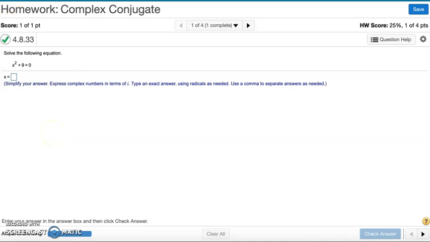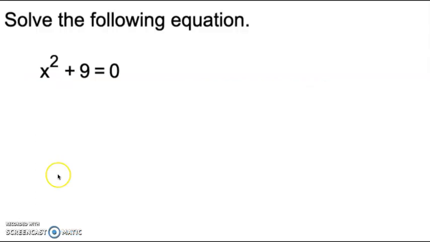Complex conjugate. Number 1 is asking you to solve the following equation. So let's take a closer look at it. So the first thing we need to do is subtract 9 to the other side. So we have x squared equals negative 9.